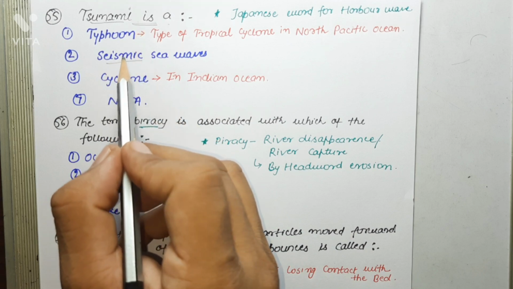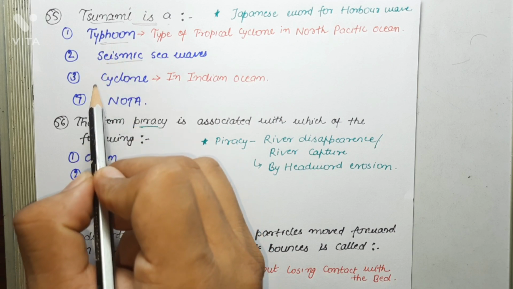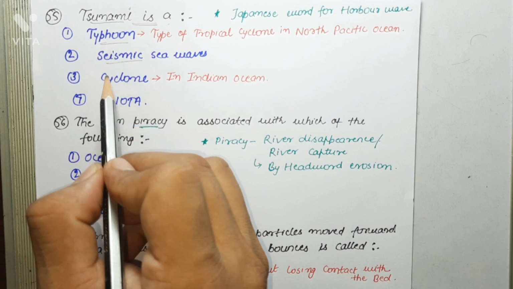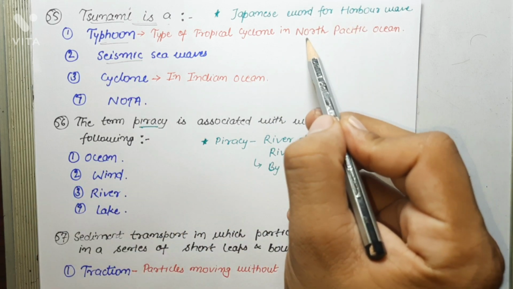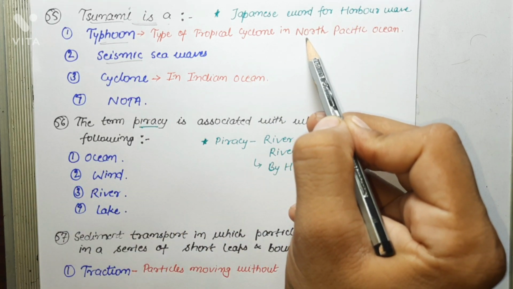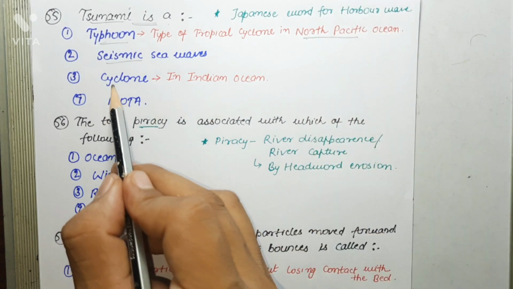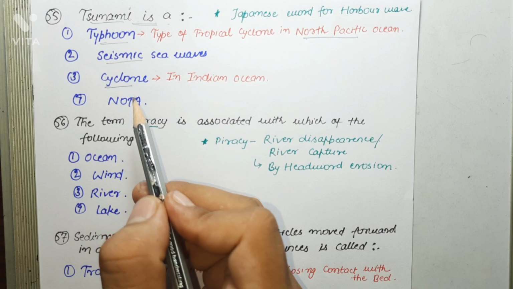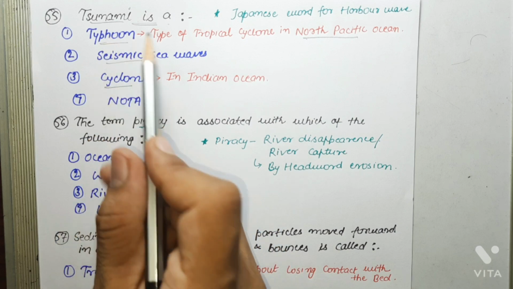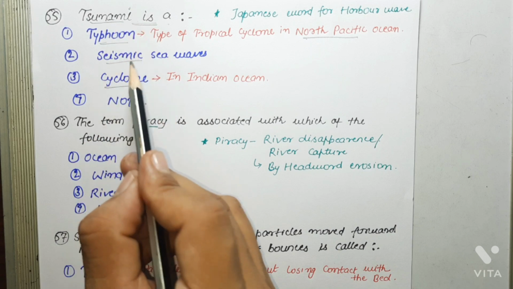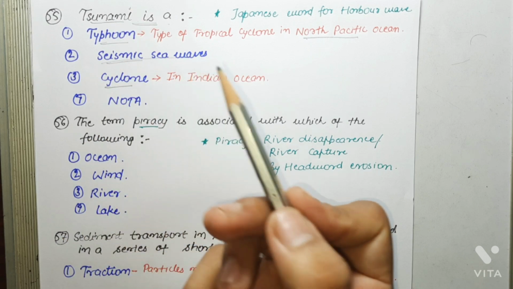Now typhoon is a type of storm, and it is a tropical cyclone in North Pacific Ocean, which occurs in the western part of North Pacific Ocean. Cyclone is also a storm which occurs in Indian Ocean. Okay, so these two are storms. Only tsunami is a seismic sea wave. Okay.